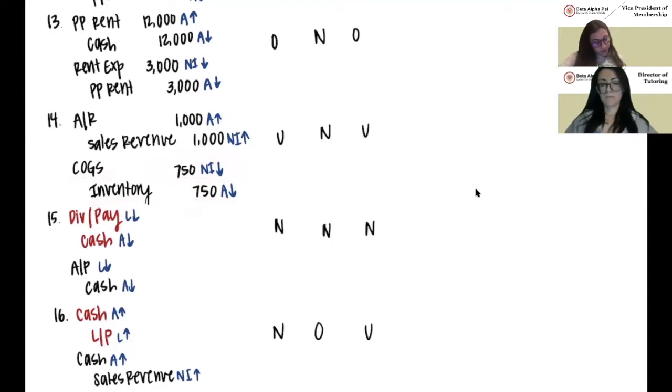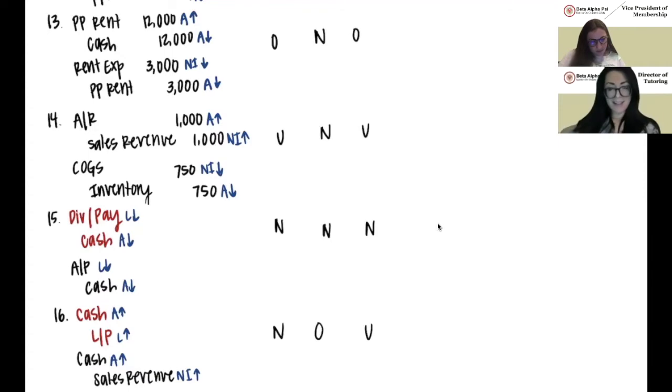So for assets, we have that it should have been increased by 1,000, but decreased by 750. So net should have been increased by 250 still. So assets are going to be understated. And for liabilities, none of these accounts affect our liabilities, so nothing happens to our liabilities. For net income, should have been increased by 1,000, but decreased by 750. So net still should have been increased by 250, which means our net income is still going to be understated.